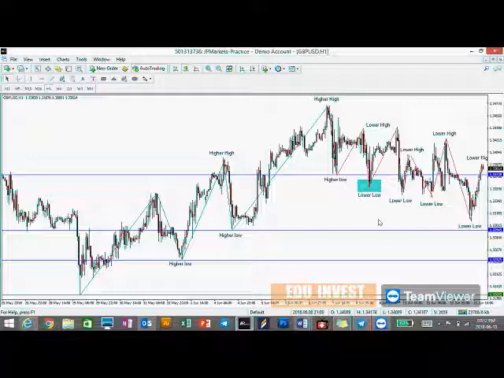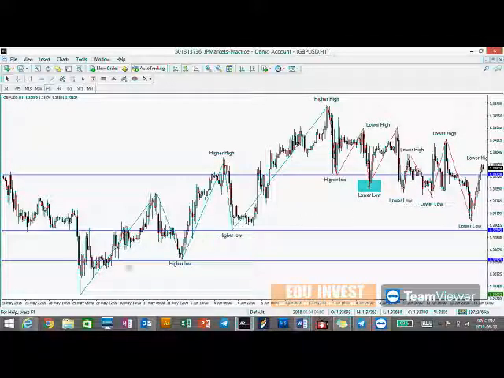So if we're looking at this chart and asking ourselves what is currently happening, what we are simply saying is that instead of making higher highs, the market is making lower highs, which forms lower lows. And this, in all of it, is simply a change in direction from a bullish market to a bearish market.